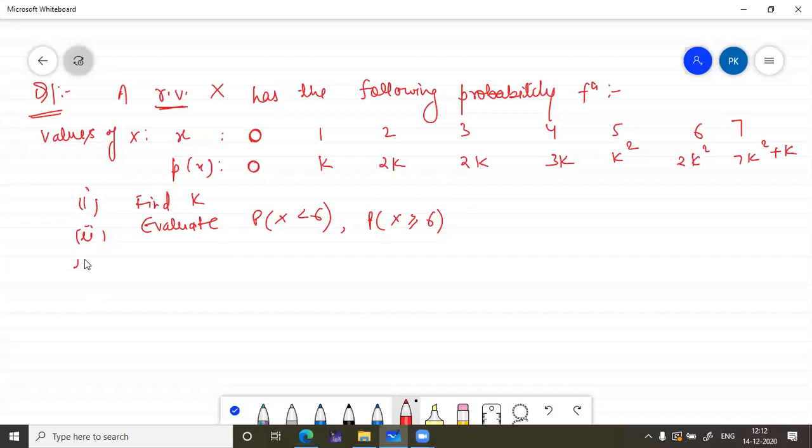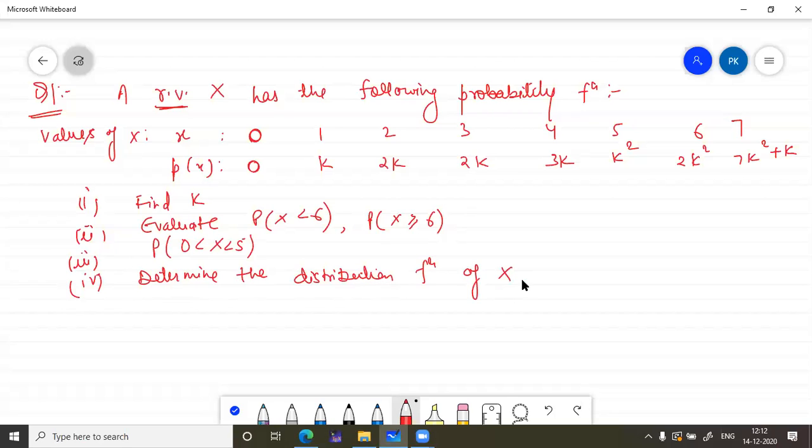Third one is probability when x lies between 0 to 5, and at the fourth point, determine the distribution function of x. तो हमें ये चार चीज यहाँ पर इवैल्यूएट करनी है और एक डिस्क्रीट रैंडम वेरिएबल मेरे को यहाँ पर दी हुई है एंड द कॉरस्पॉन्डिंग प्रोबेबिलिटी यहाँ पर मेरे को दिया हुआ है.